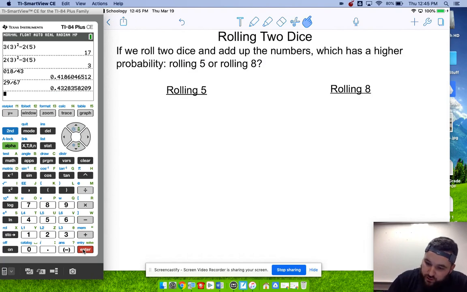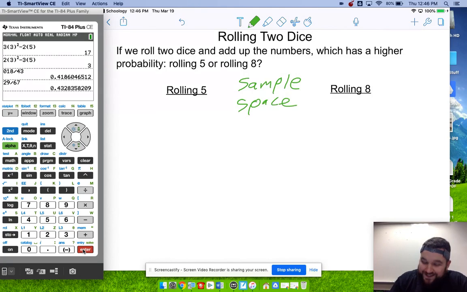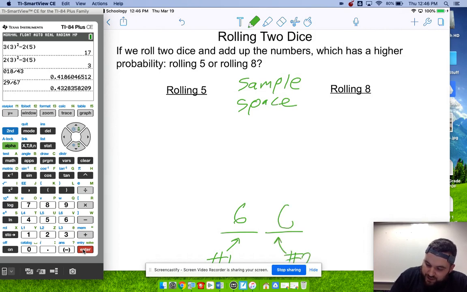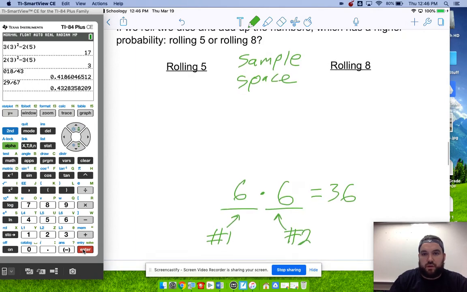So what we're going to do here is first we have to figure out the sample space. Now, since we're rolling 2 dice and each die has 6 sides, you might think to yourself, well, it's 12. But it's actually not 12 because we learned that if I'm rolling 2 die, die number 1 has 6 outcomes, die number 2 has 6 outcomes, and the fundamental counting principle tells us we have to multiply those together. So our sample space isn't 12. Our sample space for these problems is actually going to be 36.